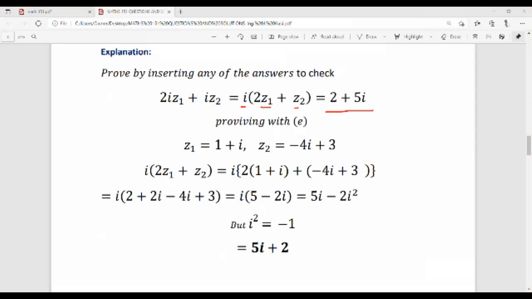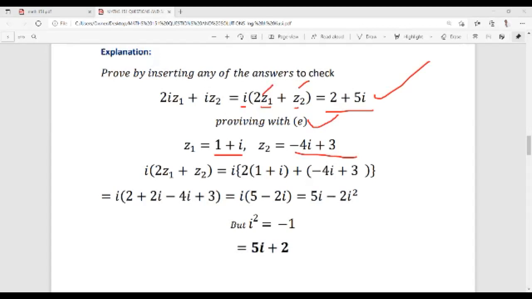So all that you have to do is proving. So with E, I'm going to put the values of E, the answer I was given at E, into it. E was saying that Z1 is 1 plus i, and Z2 is minus 4i plus 3. So I'm going to put them here and here and see if I'll arrive at this answer. Then I can say E is likely to be my answer. Are you getting the point?